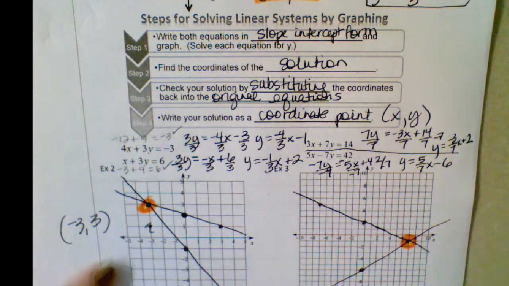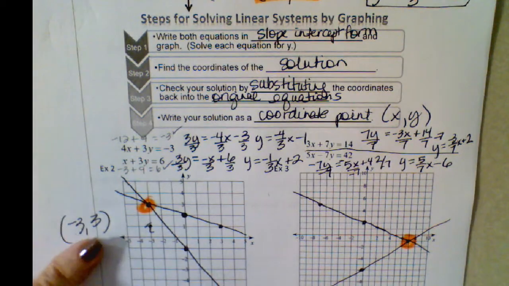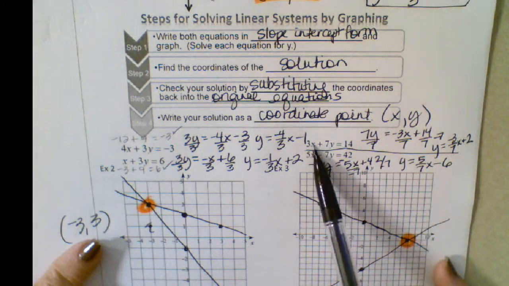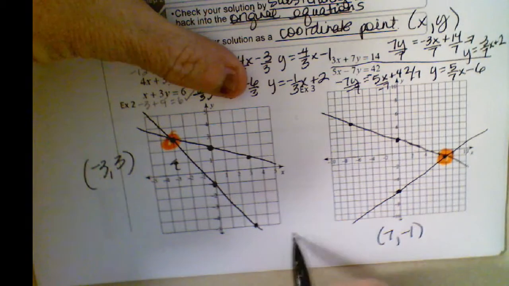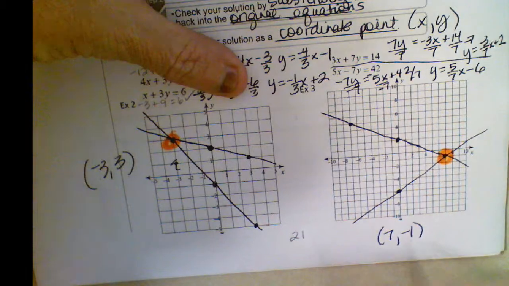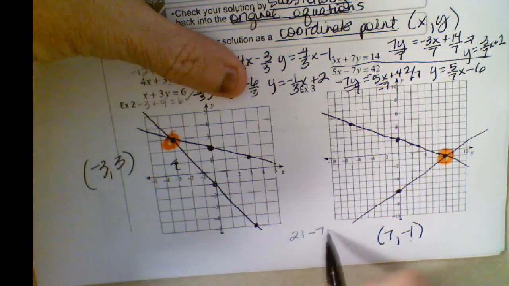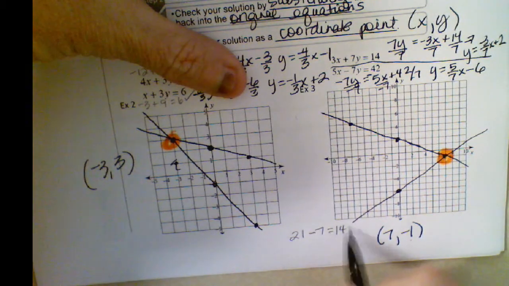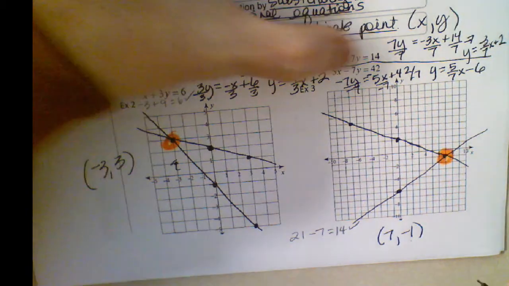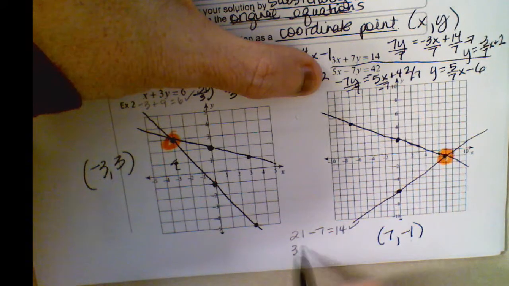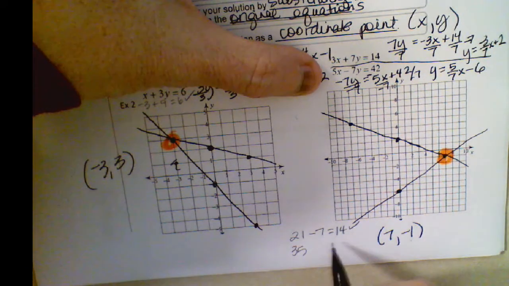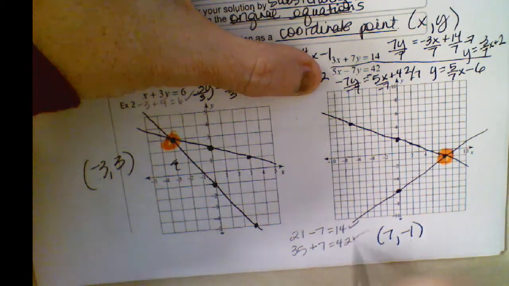And we can still go ahead and check our work and make sure. So I'm going to do it down here so we've got some room. What's 3 times 7? 21. What's 7 times negative 1? Negative 7. What's 21 minus 7? 14. That checks out. That matches our first equation. Second equation, what's 5 times 7? What's negative 7 times negative 1? 7 plus 35? 42. So that checks out.